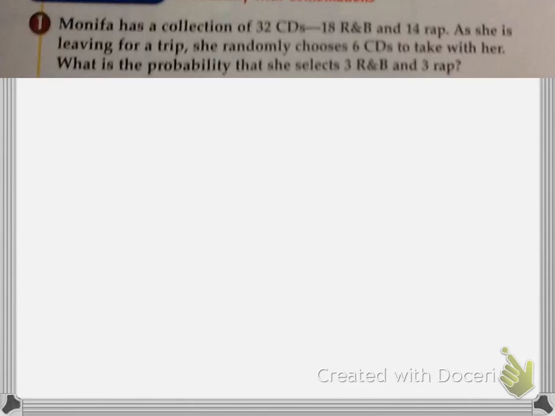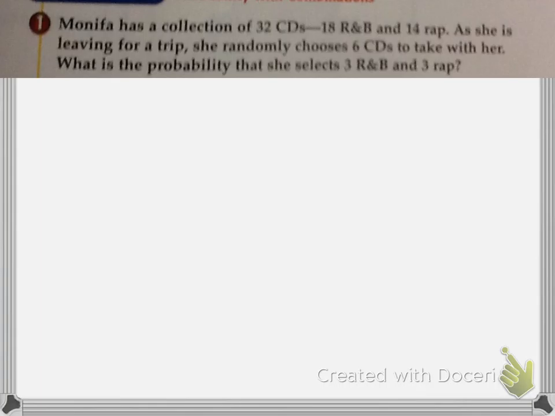Monifa has a collection of 32 CDs, 18 R&B and 14 rap. As she is leaving for a trip, she randomly chooses 6 CDs to take with her. What is the probability she selects 3 rap and 3 R&B? So on top, we have to put the good thing. And on the bottom, we have to put the totality of what she's doing. Okay? So for it to be a favorable outcome, we need 3 R&B CDs and 3 rap CDs.